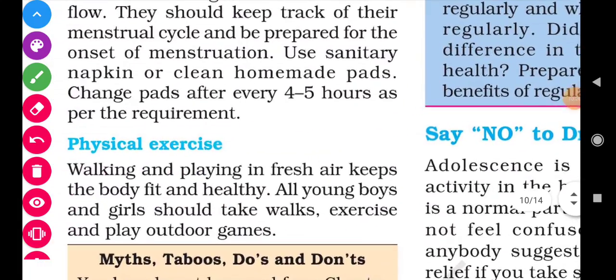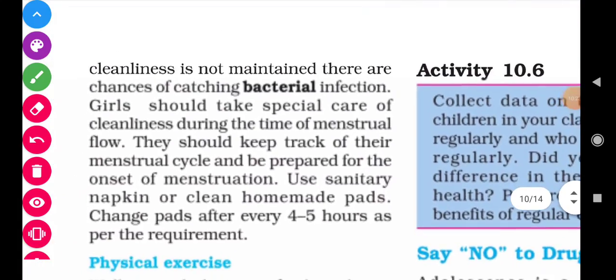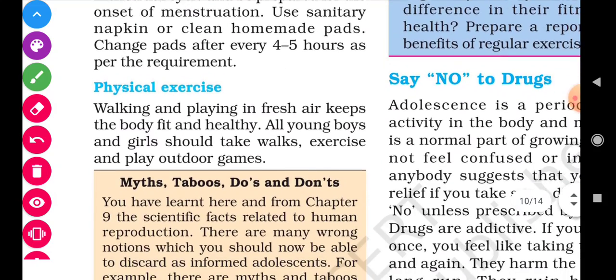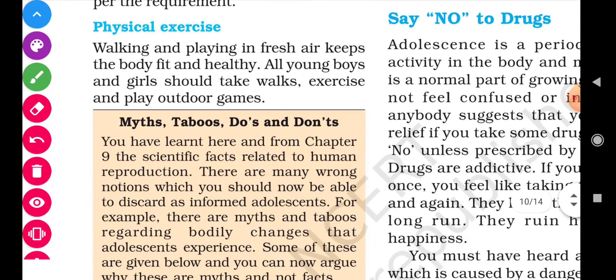So this is the essential thing for the maintenance of our personal hygiene, especially in girls. They should take care of their body while in the menstrual cycle. So after that, let us talk about the physical exercise portion, which is an essential thing for every girl and boy, both of them.